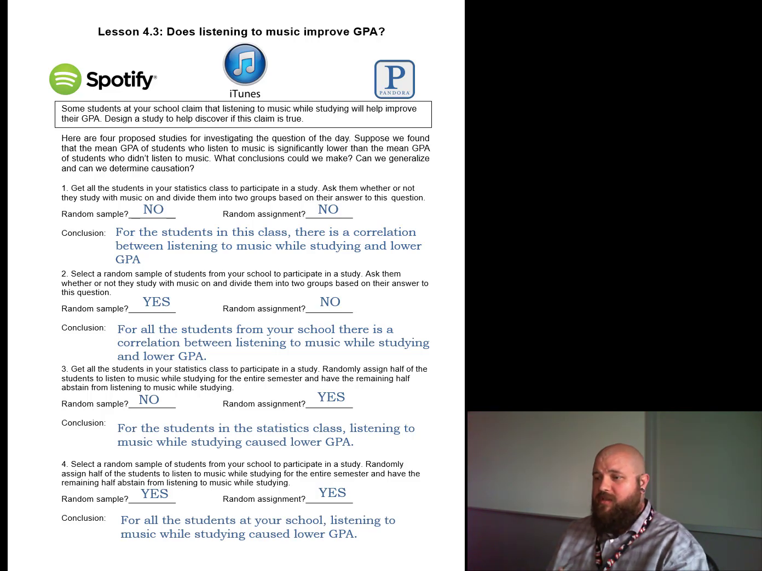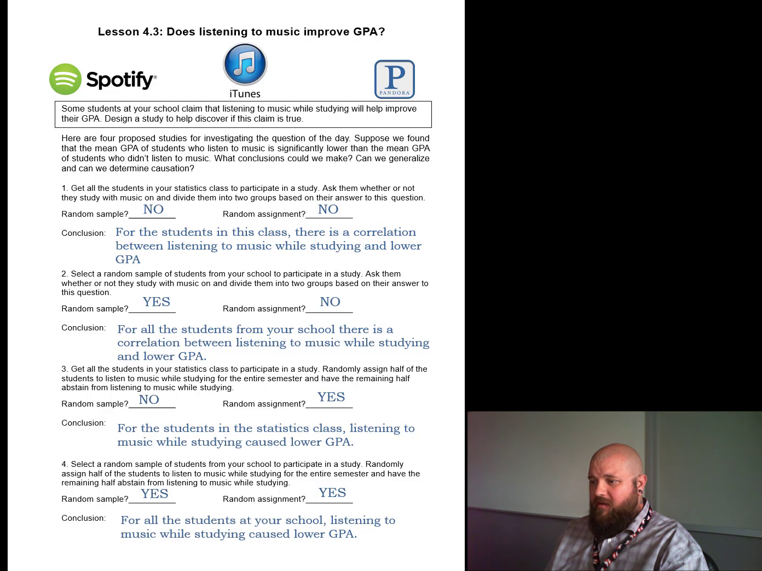So again, let's go through the conclusions. Initially, on number 1, with the study that we were planning on doing, we didn't do a random sample, and we didn't do a random assignment. So it just showed about our class. I was just talking about a statistics class, and there's a correlation between GPA being low and listening to music. In number 2, we did do a random sample from the school, right, but didn't randomly assign it. So it just showed that at the school as well, there was a correlation between the lower GPAs and listening to music. For number 3, we didn't do a random sample, but we randomly assigned. So again, that just went off the students in my statistics class. It didn't go for the whole school.